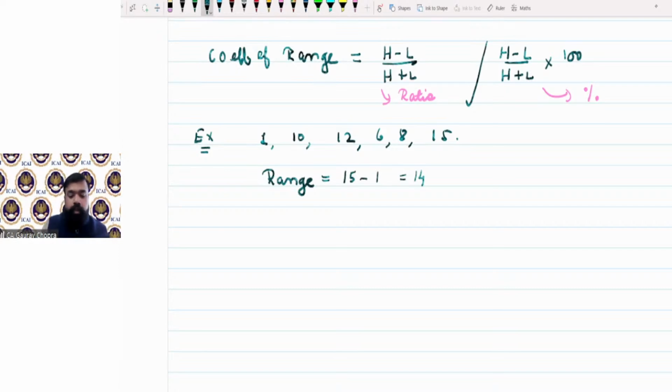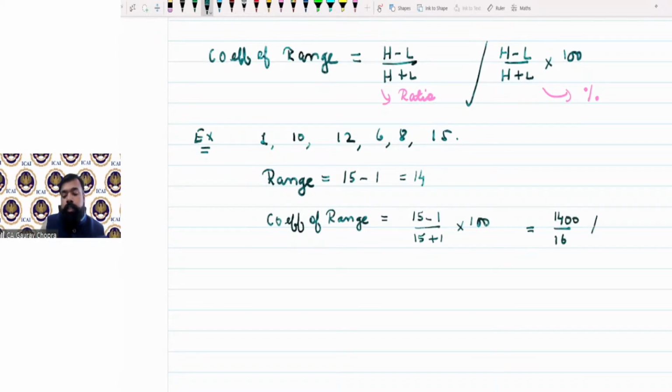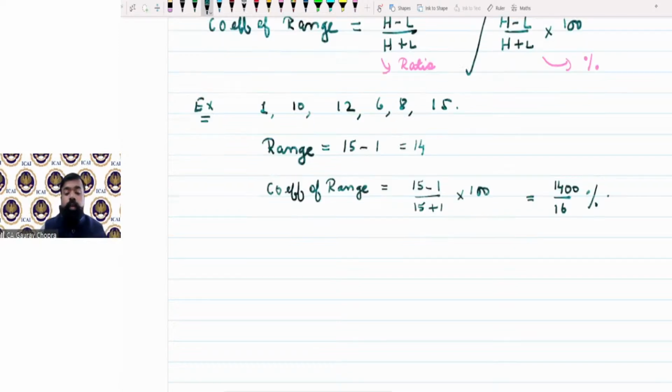And if we have to calculate coefficient of range, then what will be the answer? H minus L, so 15 minus 1 upon 15 plus 1, and then multiply by 100. So this will come in terms of percentage. 1400 by 16, and this is in terms of percentage. So in this way we can calculate range.